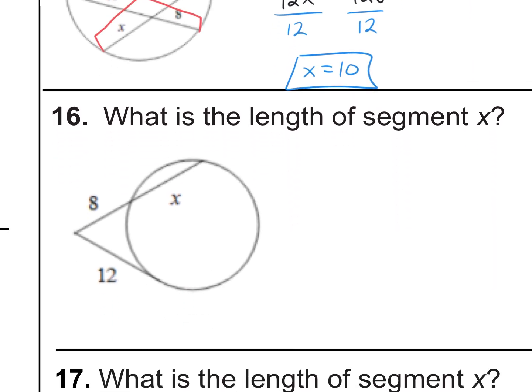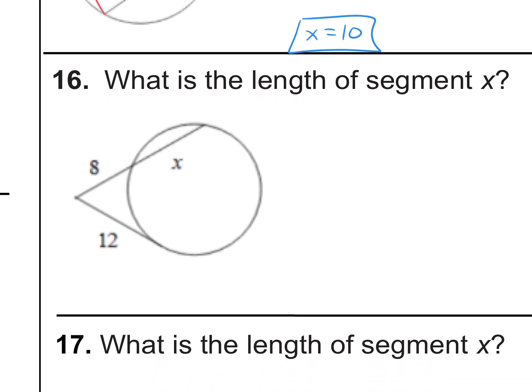Number 16. What kind of lines do I have on 16? I have a tangent and a secant. Does it matter which one I put where? No. Okay? The reason I wrote it like this is just so we can talk about their equations. So, since I wrote secant first, let's talk about it. How do I write a secant line? 8, and then times in parentheses 8 plus x.